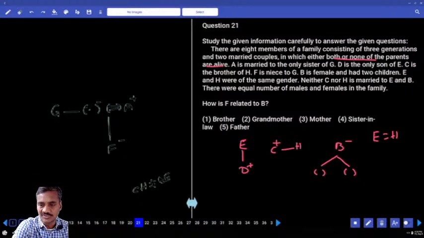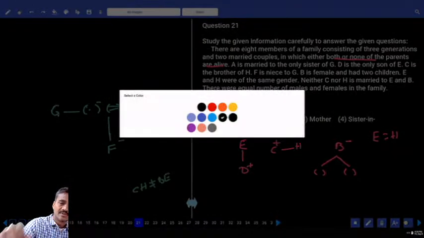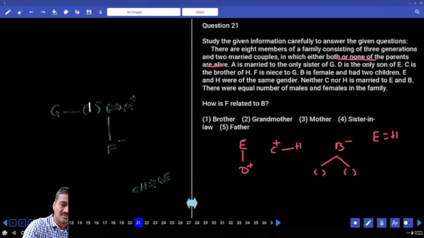Then where can we place B? Can we take B at this place, next to A? If B is here, then B has 2 children, and B is a female.